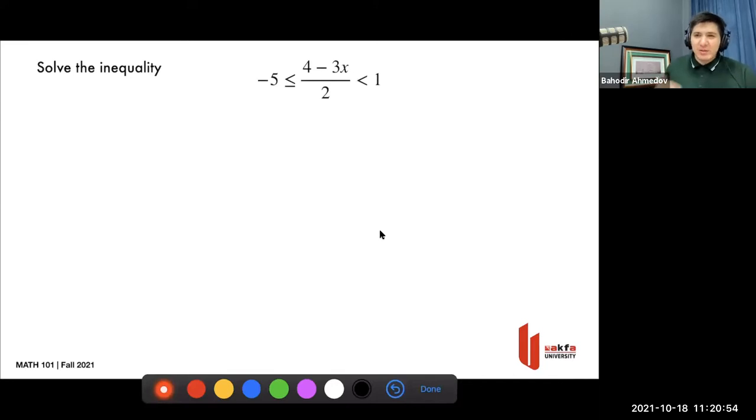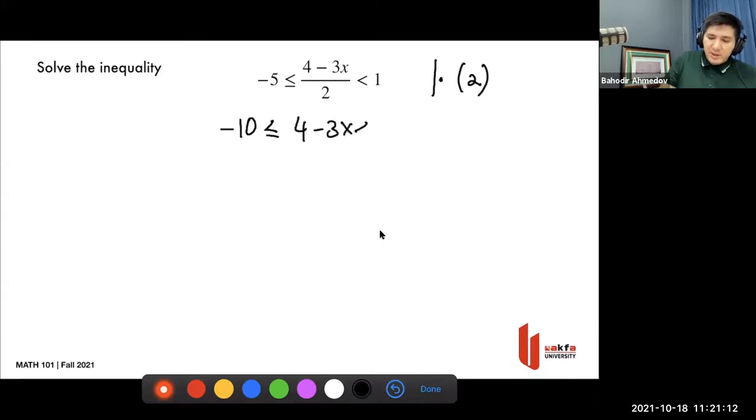Whenever you've got 3 parts of your inequality, you're going to do the same operations with all of the 3 parts. For example, you need to get rid of this 2 in the middle. So I'm just going to multiply all of the 3 parts by 2. It becomes minus 10 less or equal to 4 minus 3x is less than 2. Now I'm just going to subtract the 4 from all of the 3 parts. It becomes minus 14 less or equal to minus 3x less than minus 2.